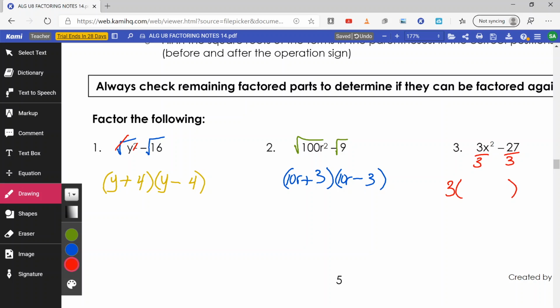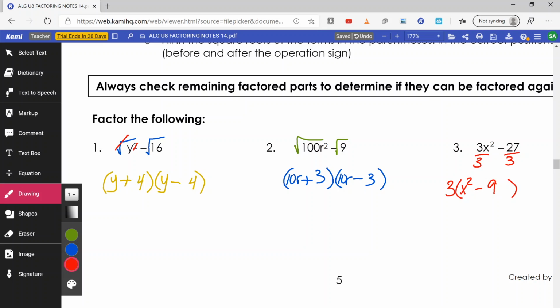So we'll divide off the 3. 3 divided by 3 is 1, so we're left with x squared minus, and then 27 divided by 3 will give me 9. From here, it appears that we also have a difference of two perfect squares. We have x squared, we are subtracting, and 9, we just learned in our previous problem, is also a perfect square. So we do have a difference of two perfect squares.